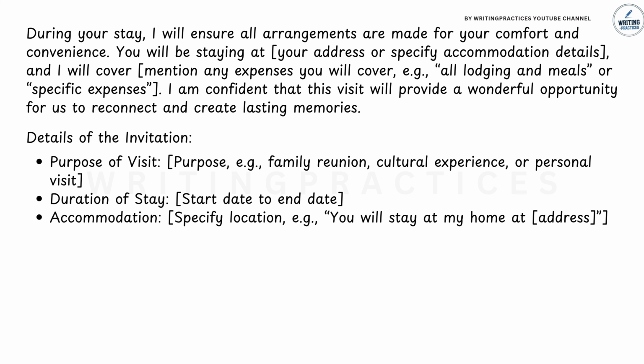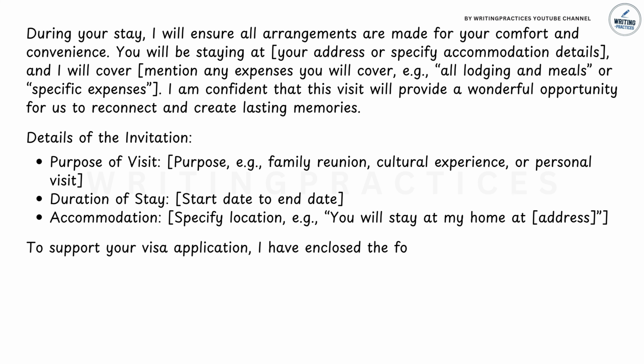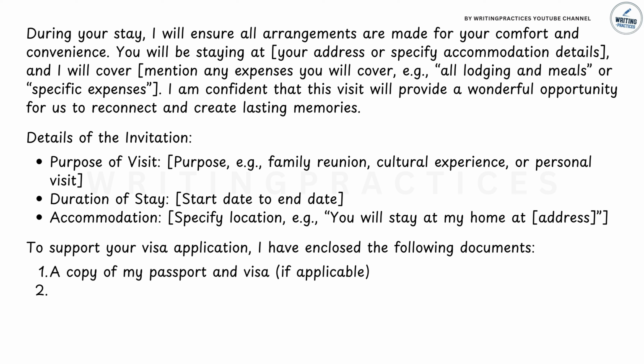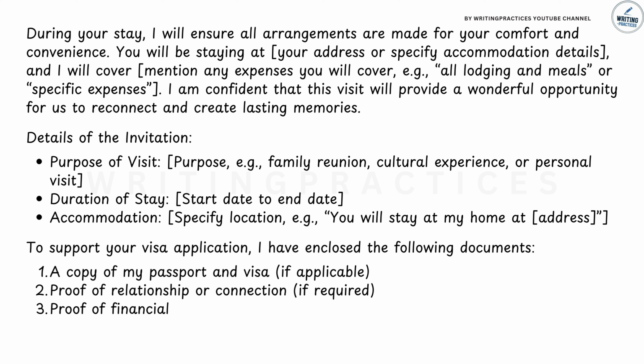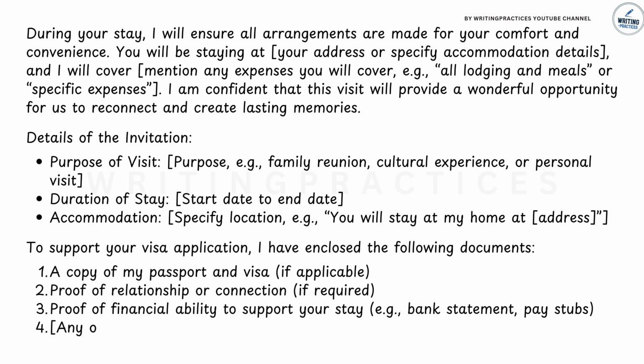Supporting documents. To strengthen the invitation, you'll list the documents you're enclosing to assist with the visa application. These might include 1. A copy of your passport and visa, if applicable. 2. Proof of your relationship, such as a birth certificate or photos. 3. Evidence of your financial ability to support their stay, like a recent bank statement. 4. Any additional documents, like an event itinerary or proof of accommodation.